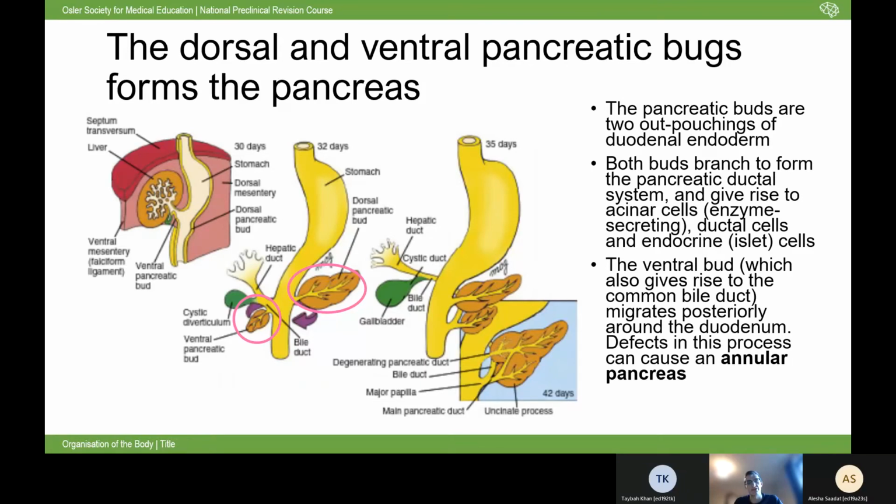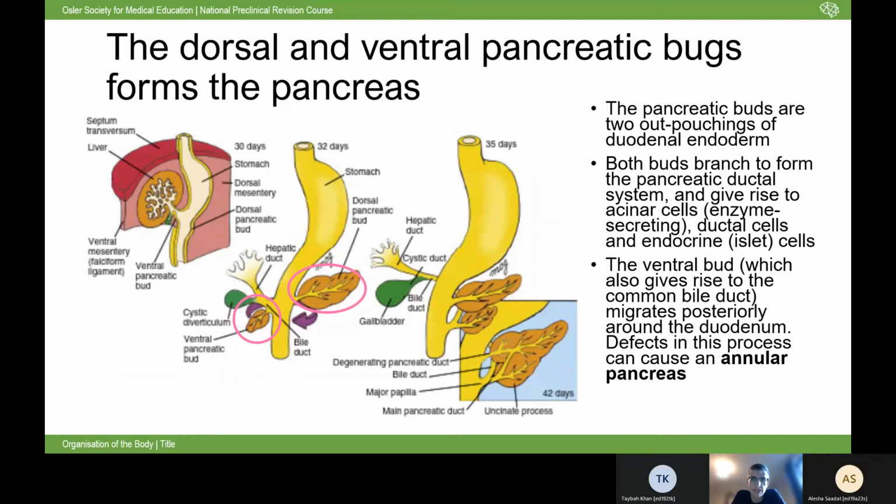Both buds undergo this branching pattern and development, and the buds themselves give rise to all the cell types in the pancreas. So the acinar cells that produce enzymes as the exocrine function of the pancreas, and the ducts which are associated with those, and then also the endocrine cells, the islet cells, of which there are numerous different types, notably alpha and beta cells.